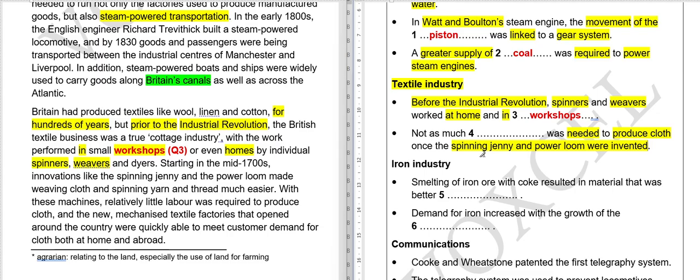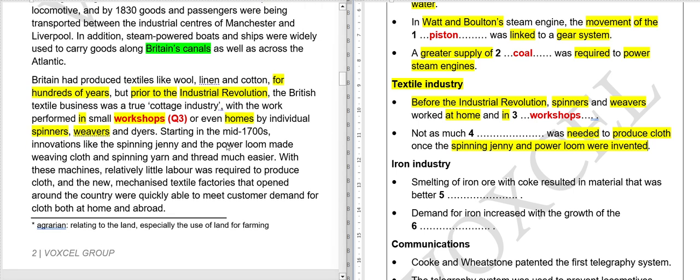They are quite easy to locate. Spinning jenny and power loom are names of machines on which cloth is made. So we will easily be able to find it in our paragraph. Starting in the mid 1700s, innovations like the spinning jenny and power loom. So here it is written, and we have found our location. It was just in the next sentence: made weaving cloth and spinning yarn and thread much easier.